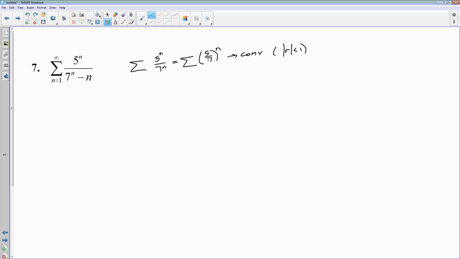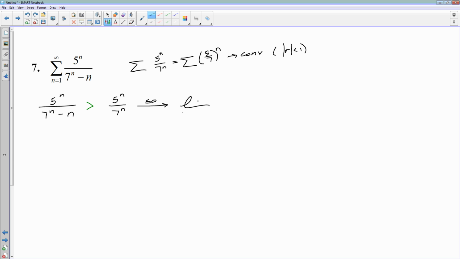And I'm going to first try direct comparison. Every now and then you'll luck up and direct comparison works. I don't think it's going to work in this case. So when I compare those two, I have a smaller denominator on the left, which means the fraction is larger. So I'm larger than a known convergent series, which doesn't tell me anything. Therefore, I'm going to try my limit comparison test.